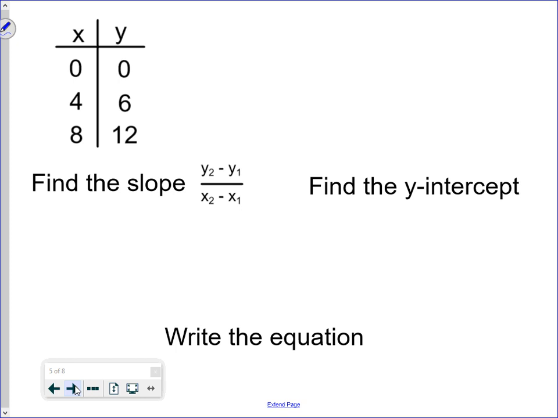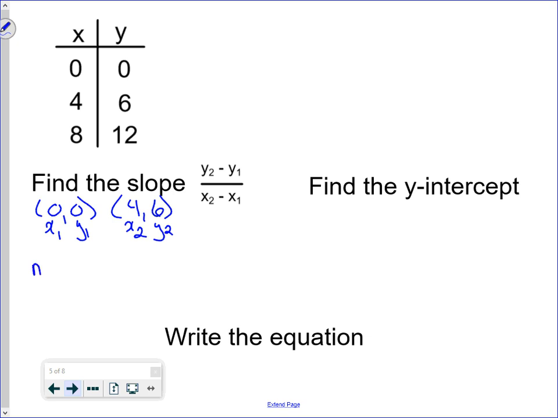Same thing in this next example. So we're going to start with the slope. I'm going to use the first 2 points. So 0, 0, and 4, 6. I'm going to label them x1, y1, and x2, y2.